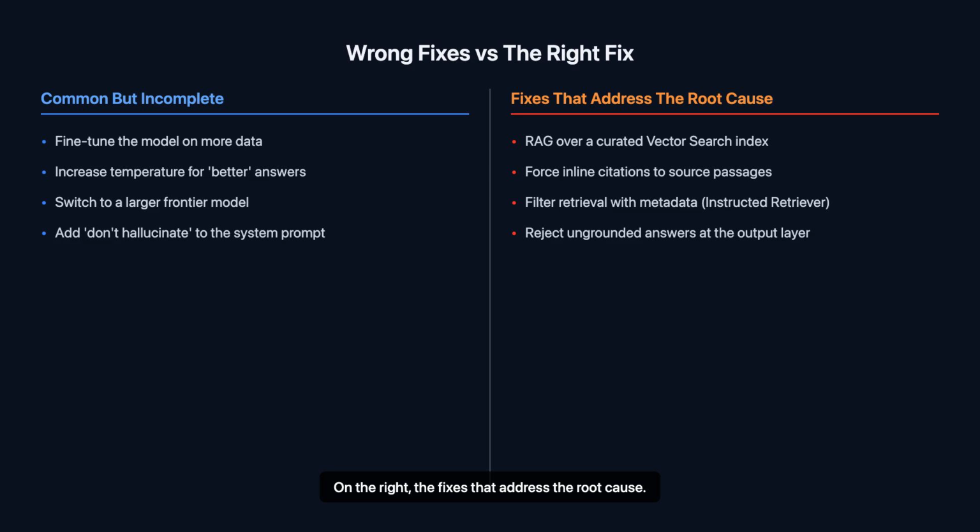On the right, the fixes that address the root cause. RAG over a curated Mosaic AI vector search index. Force inline citations back to source passages. Filter retrieval with metadata, using the instructed retriever pattern, and reject ungrounded answers at the output layer. The root cause of hallucination is missing grounding, and only the right column actually provides it.